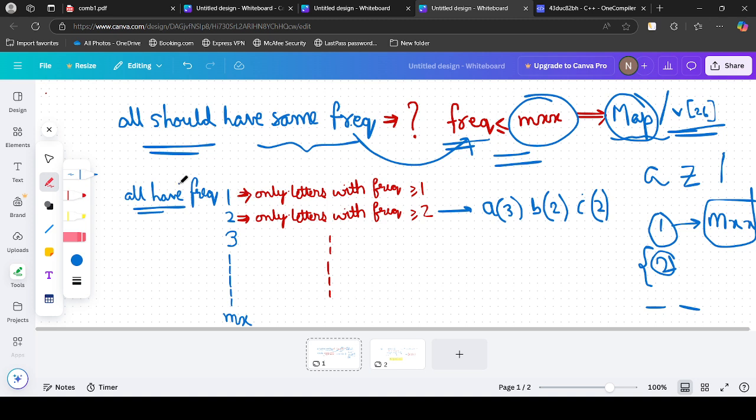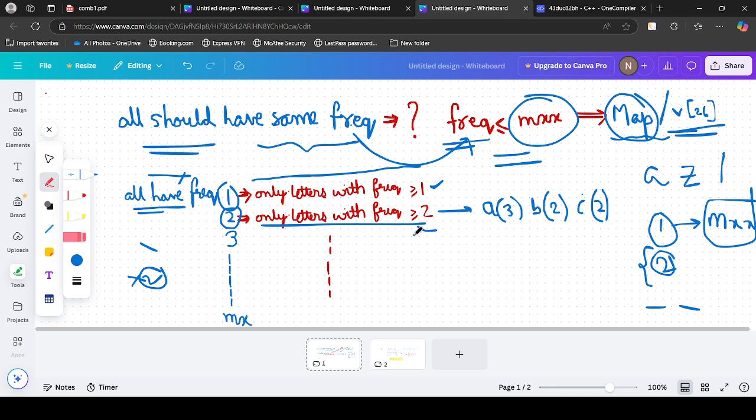Coming to the first one, all should have frequency 1. And this is only possible with letters with frequency greater than or equal to 1 in the given string. Because if there are no occurrences of Z, can we use Z one time? No. So to use frequency 1, all the letters should have frequency greater than or equal to 1. Similarly for 2, if we are able to use a character with frequency 2 in this subsequence, we can select only letters with frequency greater than or equal to 2 in the given string.